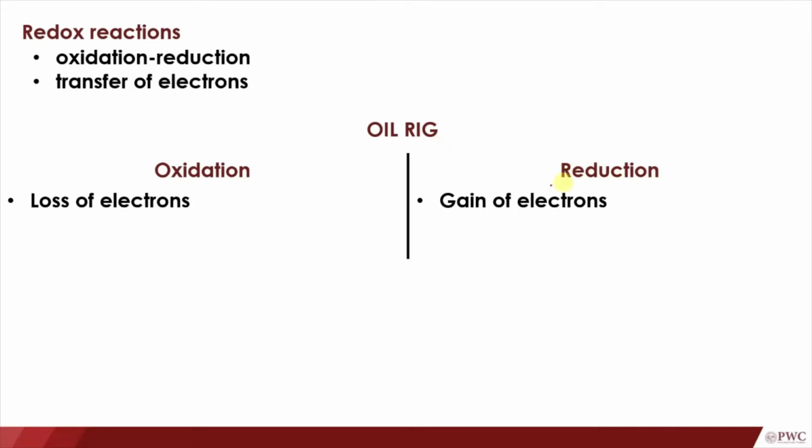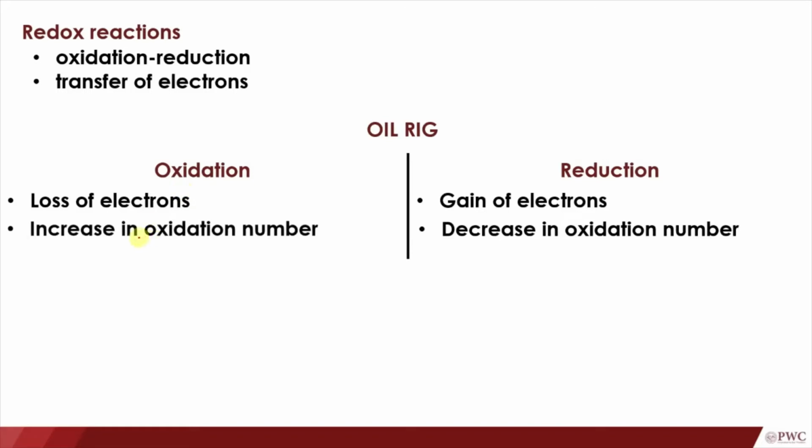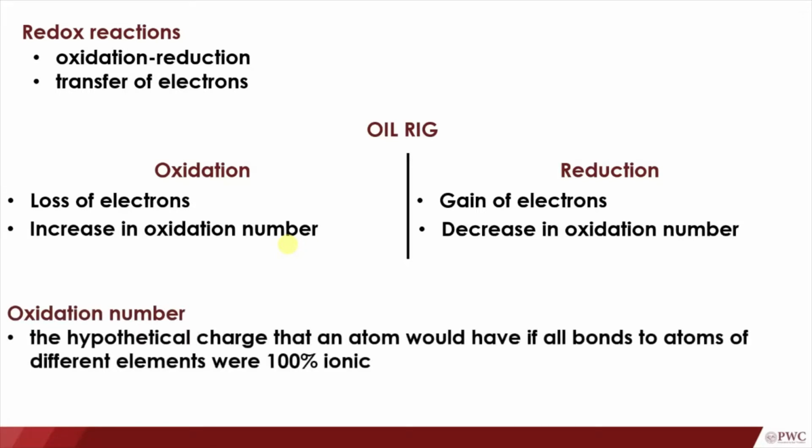Also, to make things simple, just associate reduction with the decrease in oxidation number. Then for oxidation, an increase in oxidation number. Now, what is an oxidation number? The oxidation number is the hypothetical charge of an atom if all the bonds between atoms of different elements were 100% ionic. I will emphasize this one later.